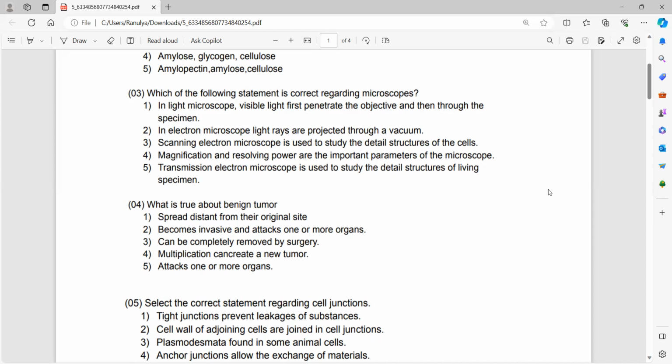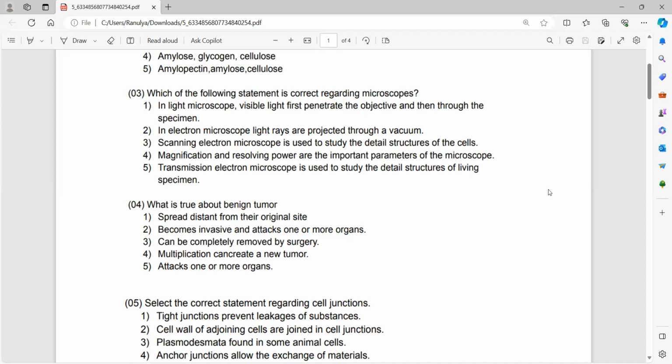Answer number 2, in electron microscope, light rays are projected through a vacuum. Yeah, it's projected through a vacuum, but this answer is incorrect because it is not light rays. They use a beam of electrons, not light rays.